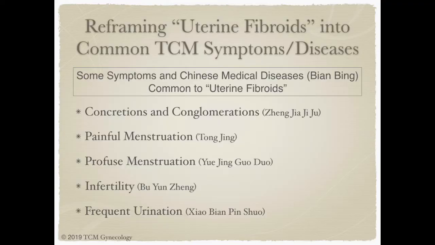Painful menstruation is very common. Profuse menstruation is very common. Infertility, and even frequent urination. As I discussed before, as the fibroid applies pressure to an adjacent tissue, mechanically it may cause a symptom known as frequent urination, which is a disease category in Chinese medicine. So we can add that to our list. So it's important to ask the patient, what signs and symptoms are you presenting, reframe those into the Chinese medical disease category, and then from there, we'll begin our process of pattern discrimination.